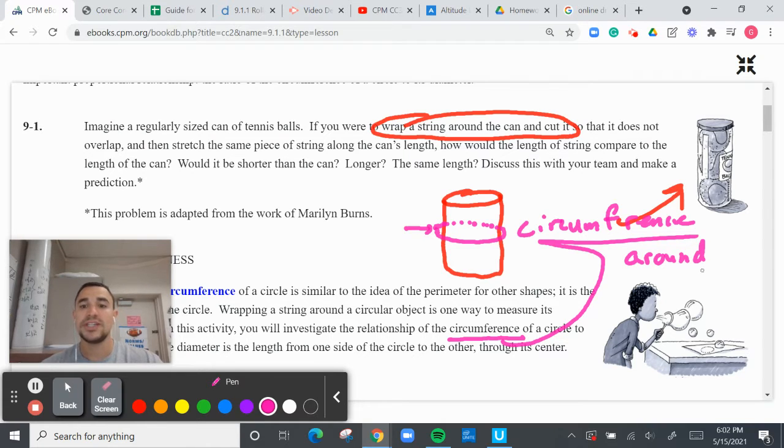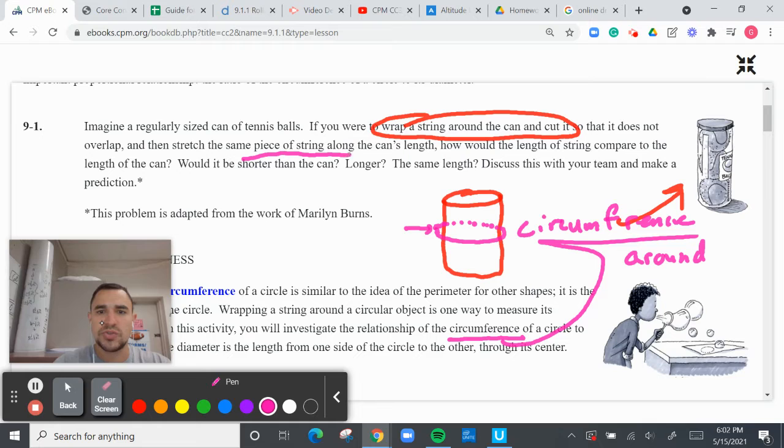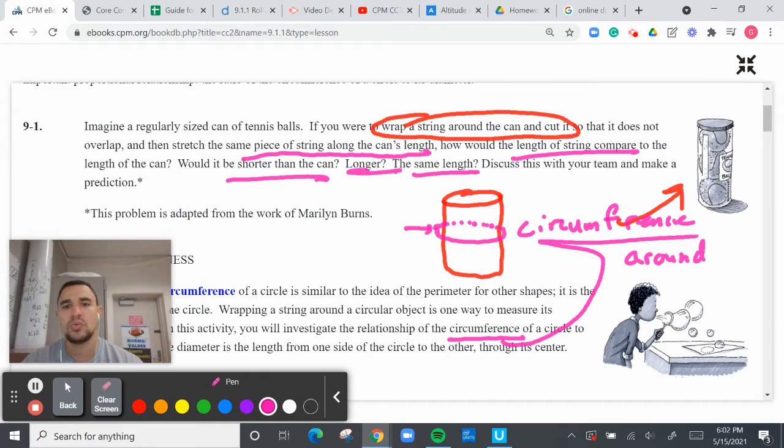Now, if I took that string that I wrapped around the can, and I got this circle, if I were to stretch it out, how long would that be? Would that same piece of string compare to the can's length? Would it be shorter, longer, or the same length? It actually depends. If I unraveled this string and measured it this way, it could be longer, it could be shorter.